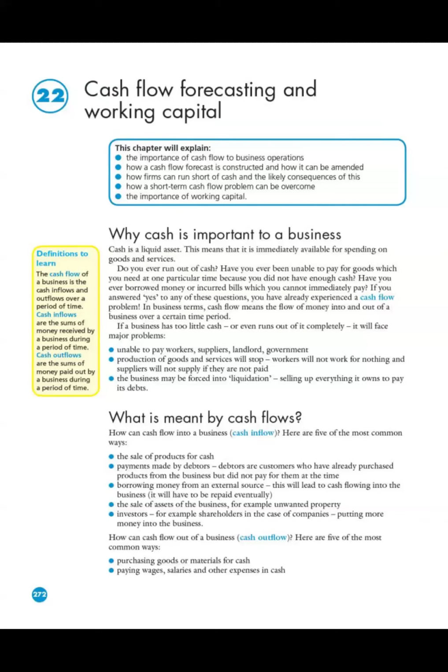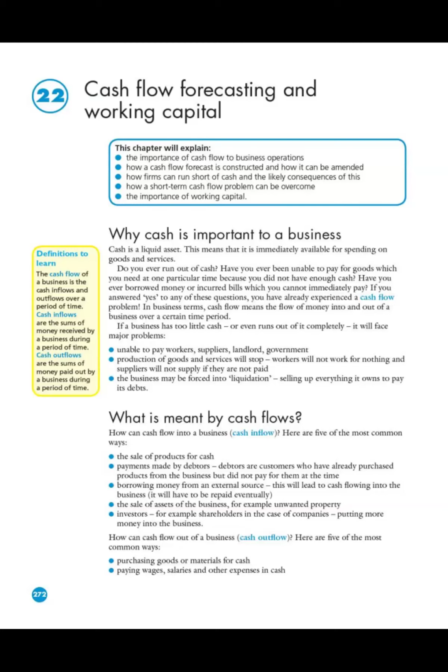Number one, the sale of products for cash. You can sell some products for cash, then you receive cash. The debtors, the people that owe you as a business, may pay. Those payments made by debtors make us receive cash. We can borrow money from external sources, maybe get a loan. That's still cash inflow. Or you can dispose of the non-current assets, for example, unwanted property. As you sell them, you receive cash. Or investors are able to give money to the company. So these are just some various ways in which cash can flow into the business.